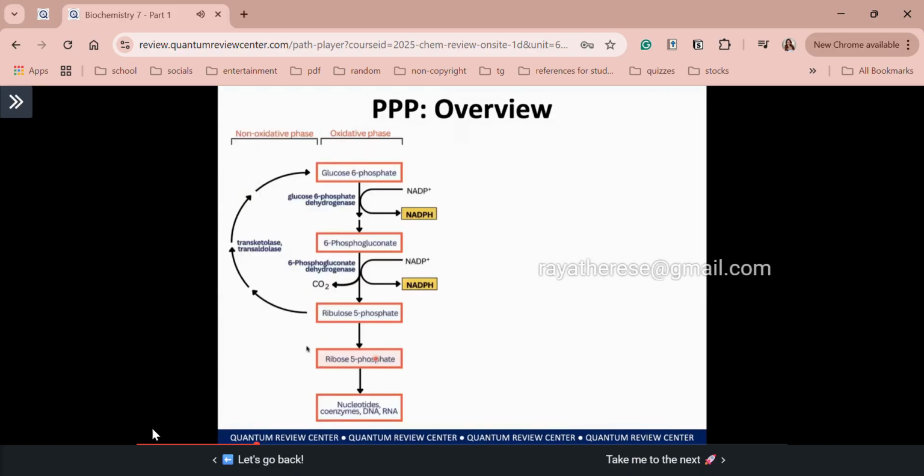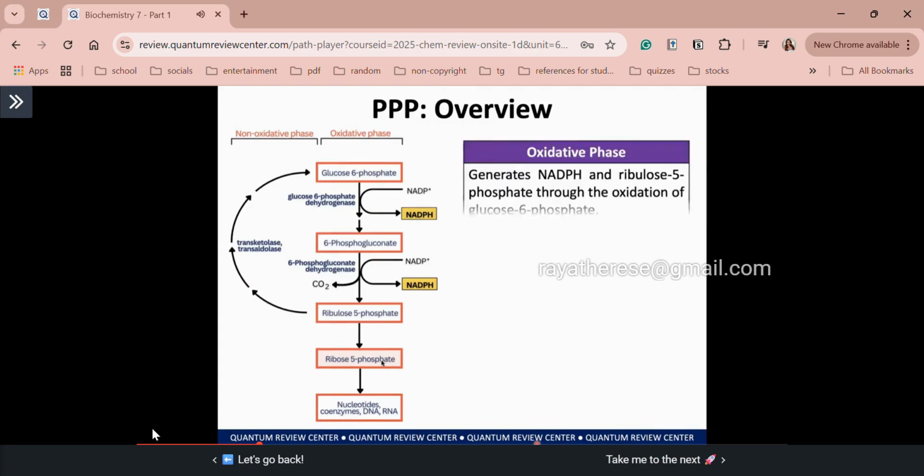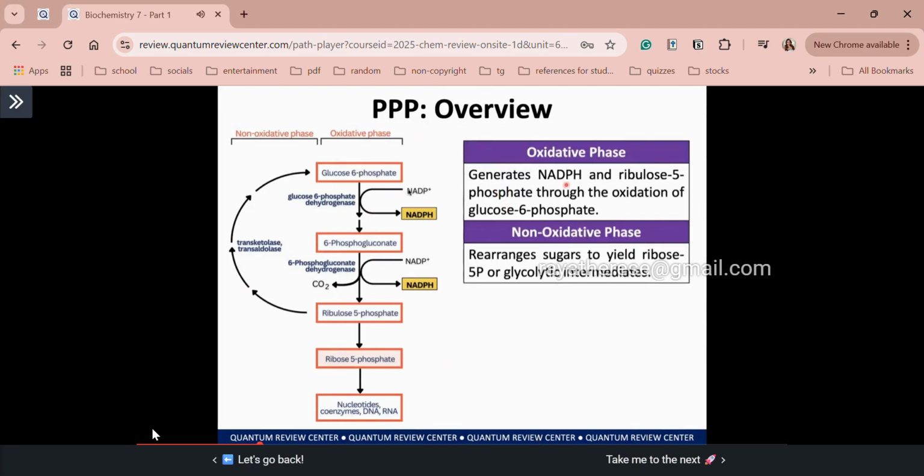So class, here are the phases of your PPP. Again, your oxidative phase is here in our reaction diagram. So the discussion here in PPP seems short. Yes, as I said earlier, our pentose phosphate pathway is relatively shorter. Check, in the oxidative phase, we have approximately 3 different reactions that we will tackle on the succeeding slides. So again, we have your oxidative phase. What is its function? Again, to generate NADPH and your final product, ribulose 5-phosphate.